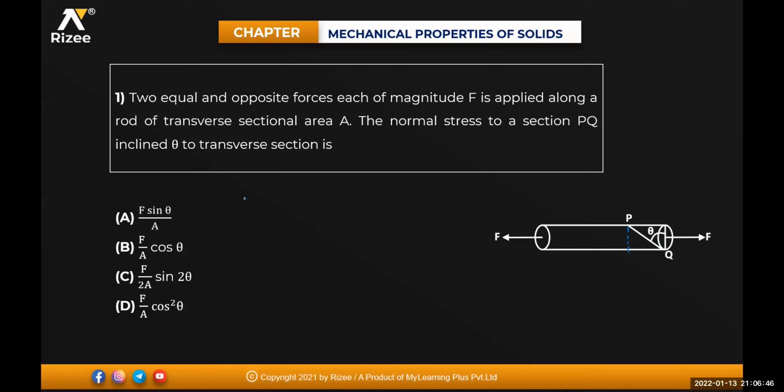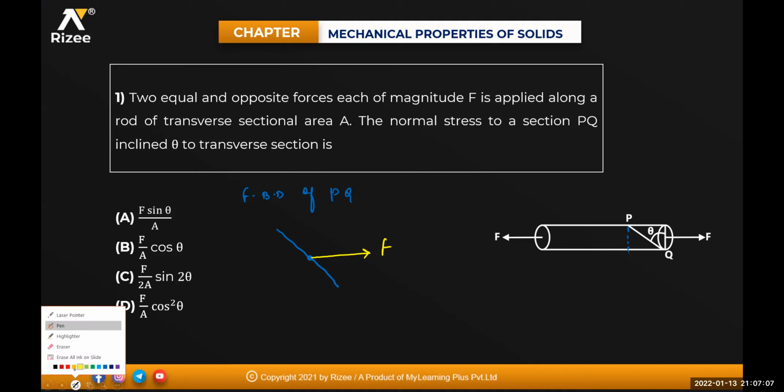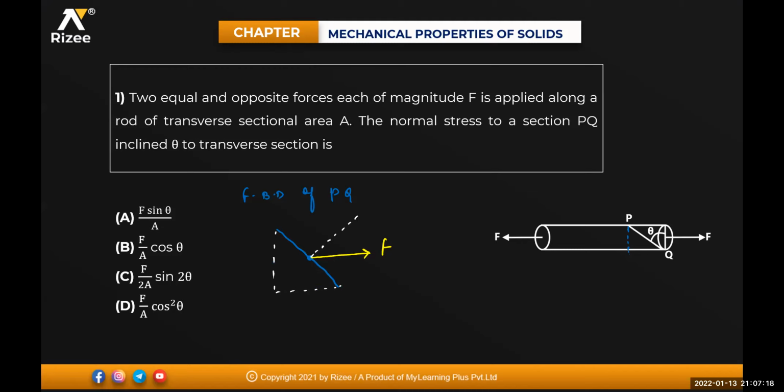So for PQ, make an FBD of PQ. This is the cross section we have taken. At this point, see how the force has been applied. One force is in this direction, capital F, and another force is in the opposite direction. If I complete this triangle here, this is the triangular cross section. With respect to this, it makes an angle theta, so this is also theta. So along the tangential direction, there is one force acting.